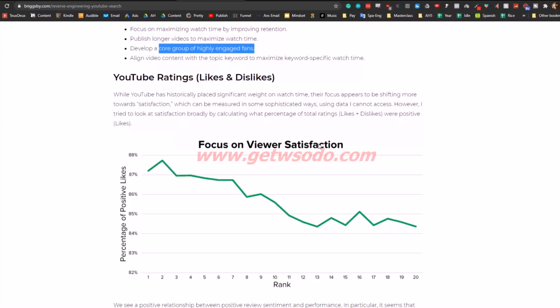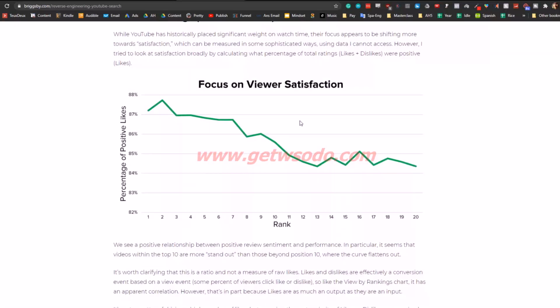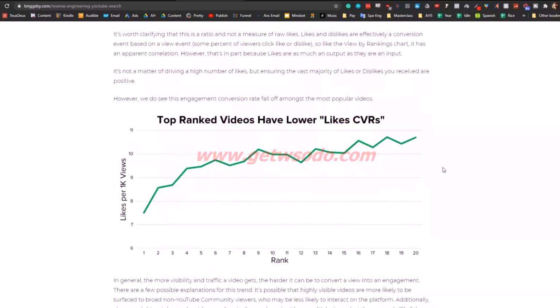Focus on viewer satisfaction, well, ratings like likes and dislikes. So you can see that percentage of likes, they want to be above 87% for rank 1 and 2. And then you can see that pretty much as long as you're above 84%, you can still rank on the first page.